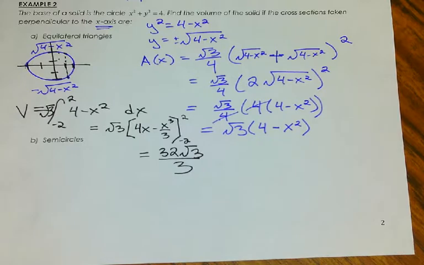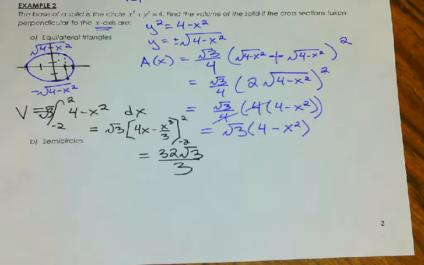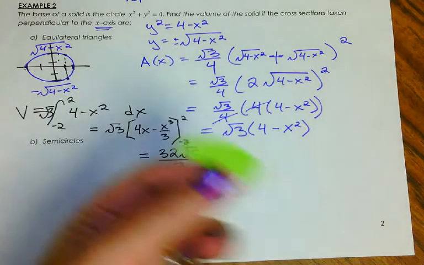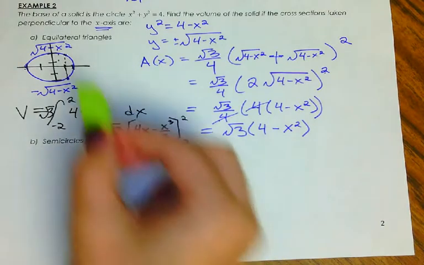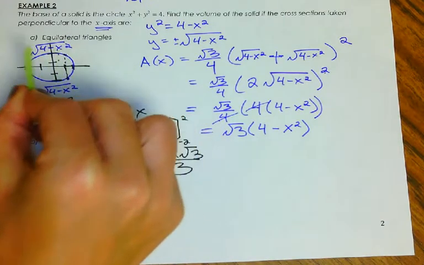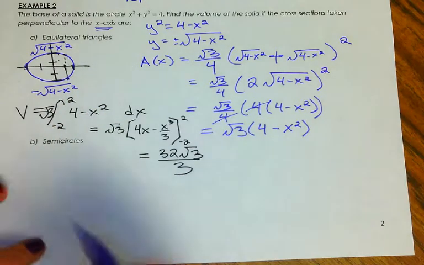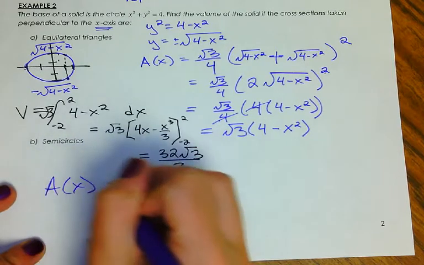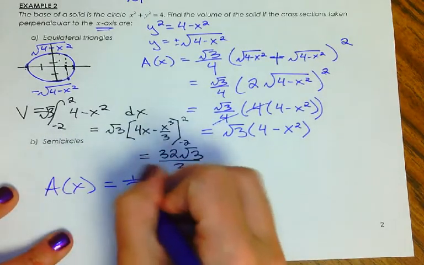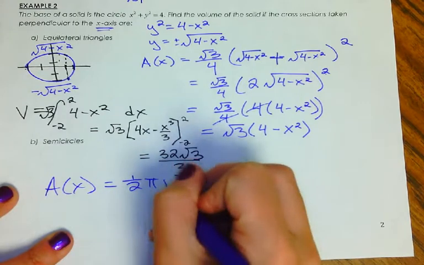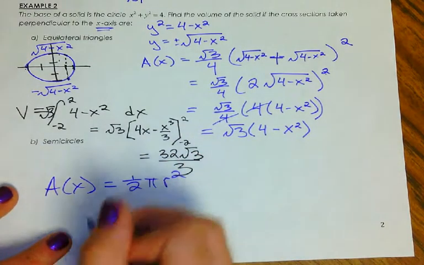So there's a couple examples. For the semicircles, it's going to be similar, but instead of an equilateral triangle, now it's going to be a semicircle that you're using as the cross-section. That's not my best semicircle ever, but the idea is that you're going to have a whole bunch of these that you're going to stack up. So for semicircles, the area is 1/2 pi r squared.